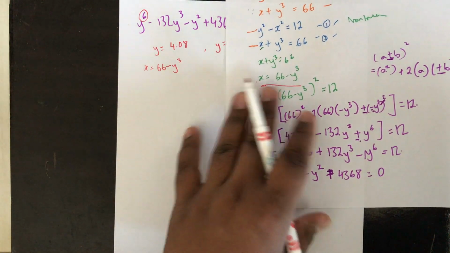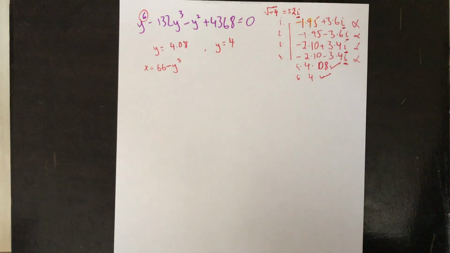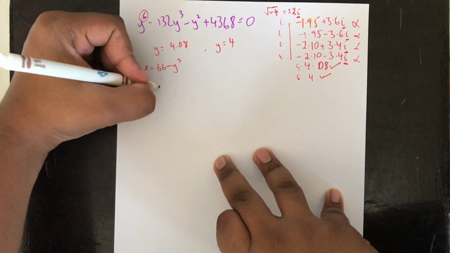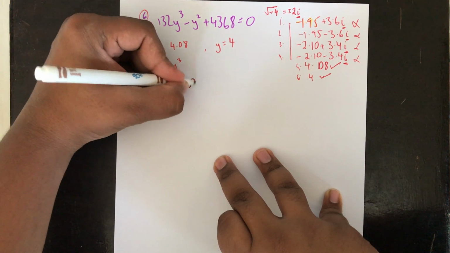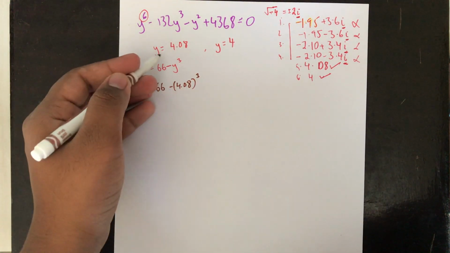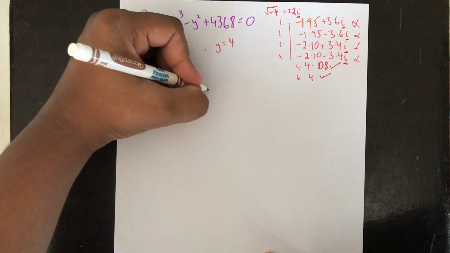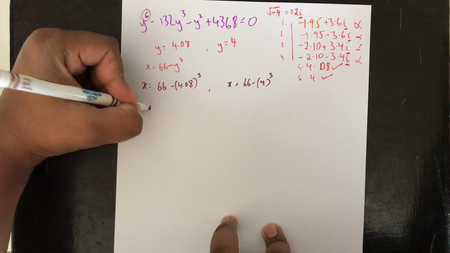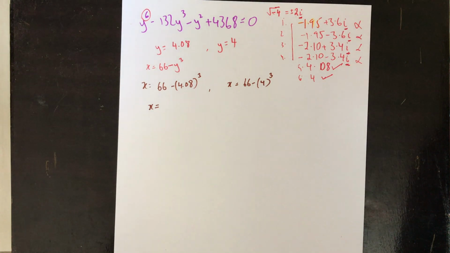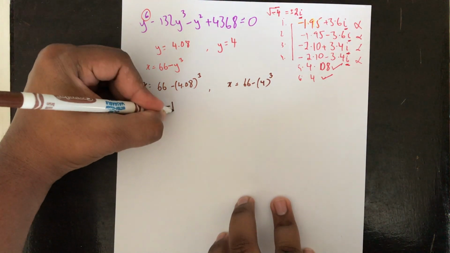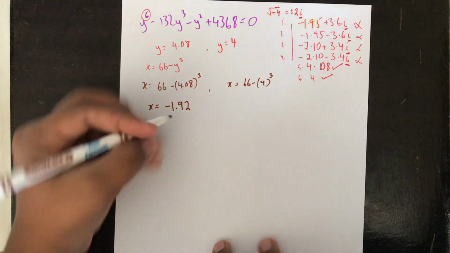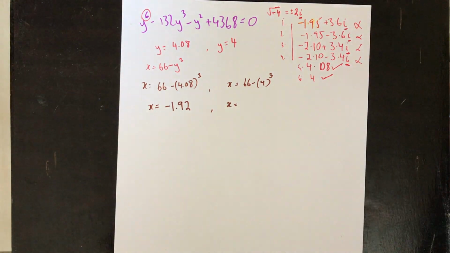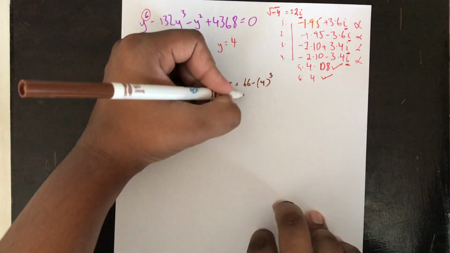So we already had x is equal to 66 minus y cubed, so it becomes very easy for us to get the values of x. When y is equal to 4.08, we'll have x as 66 minus 4.08 cubed, because I'm just substituting the value of y into this, and I'll also have x as 66 minus 4 cubed, because again I'm just substituting my y. X in this case will be minus 1.92. I've used my calculator for this, so you don't need to worry about solving this mentally. And for this one, 66 minus 4 cubed, I'm getting my x as 2.